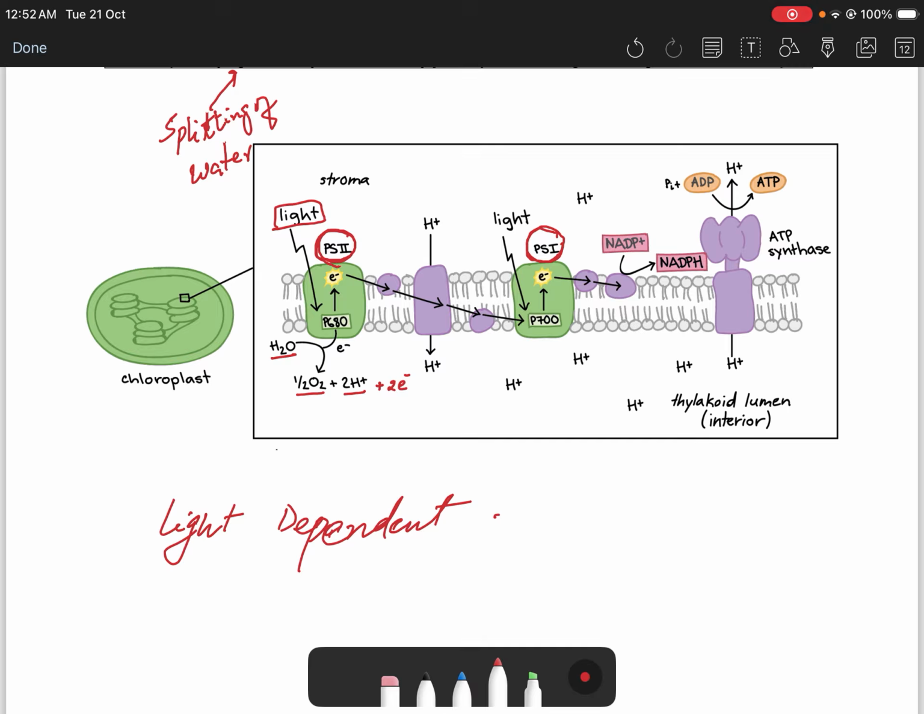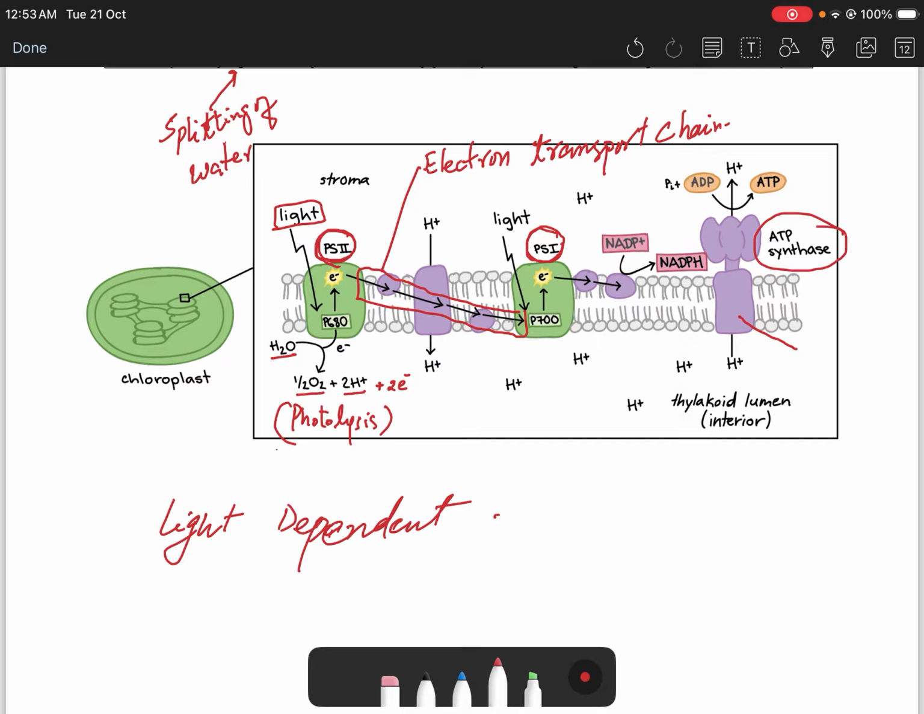So from PS2, what happens? The photolysis of water takes place and the electrons get excited. They move from PS2 to PS1 through this chain in between, and this chain is called the electron transport chain. Then the electrons reach the last part, the purple one that you see. This is called ATP synthase.